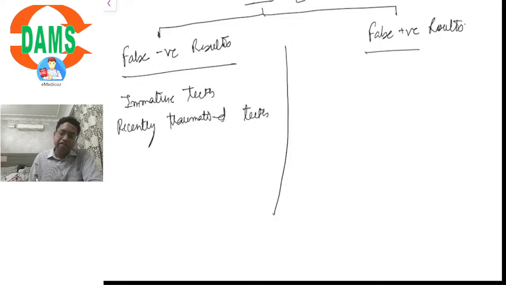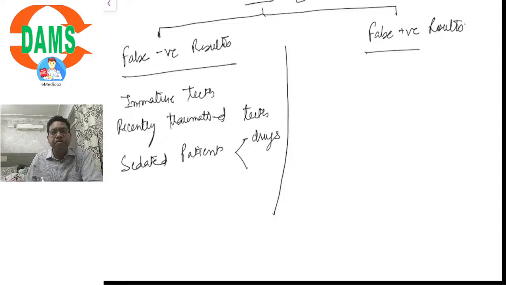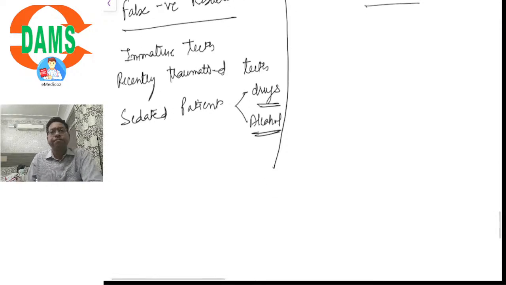What are the other clinical situations? A sedated patient, a patient who is under the influence of drugs like tricyclic antidepressants, benzodiazepines, etc., that have a calming effect on the nerves, or under the influence of alcohol. Okay, they would again give false negative results.